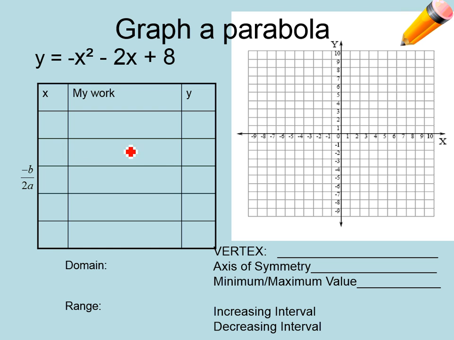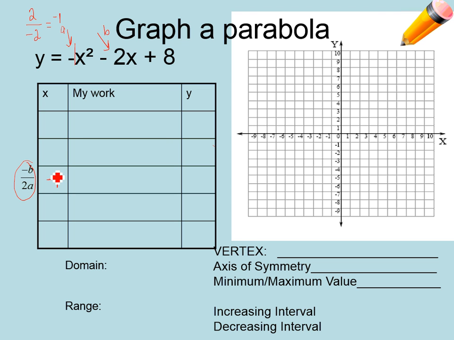Okay, this time I'm going to graph y equals -x squared minus 2x plus 8. All right, so I've got to find the x value of my vertex using -b over 2a. So my a is -1, my b is -2. So I'm going to do -b, the opposite of -2 is +2, over 2 times a, -1, which would be -2, and 2 over -2 makes a -1. So I put my -1 in the middle because my vertex always goes in the middle.